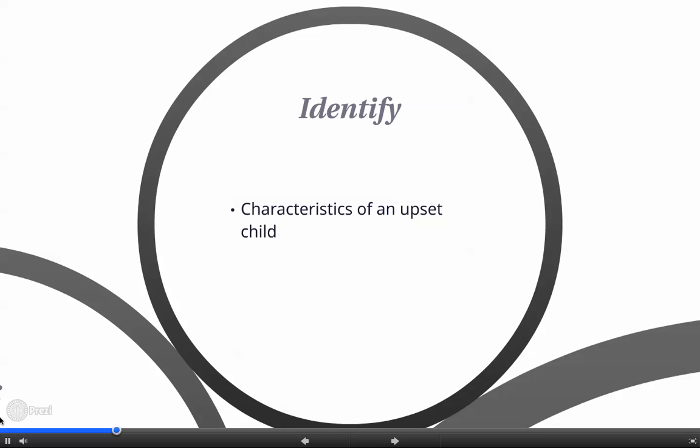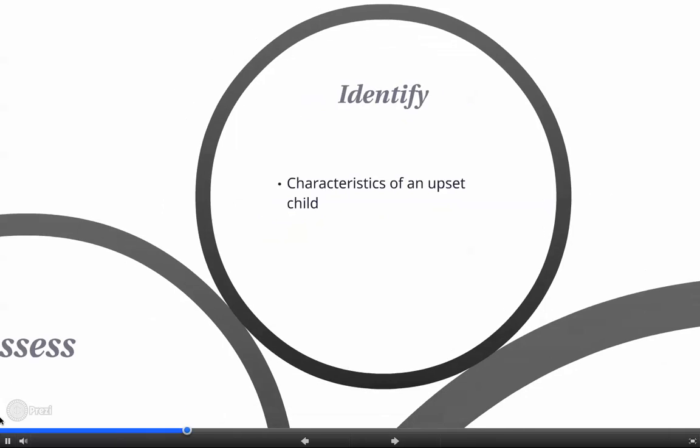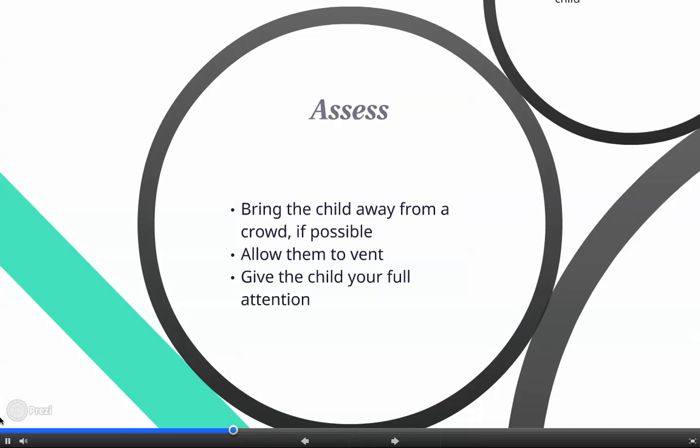Using these characteristics, you can probably identify that a situation has escalated, and if you have identified it, then you will need to assess the situation. To assess the situation, you must find out exactly what the child is upset about and how upset they really are. In this step, you would collect the details. If possible, you should try to bring the child to an area separate from the rest of the students. Allow them to vent about what's bothering them. Give the student your full attention.